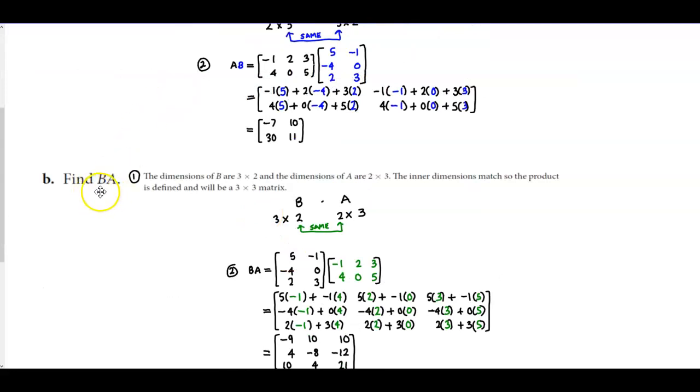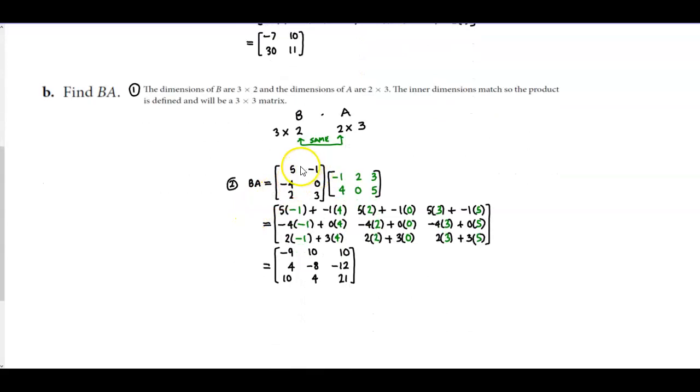So in part B, we want to find B times A. The dimensions of B are a 3 by 2 matrix, and the dimensions of A are a 2 by 3 matrix, so the inner dimensions are the same, and so the product will be defined as a 3 by 3 matrix. So we're going to take row 1 and multiply it by column 1. So we have 5 times -1 plus -1 times 4. So -5 minus 4 is -9.